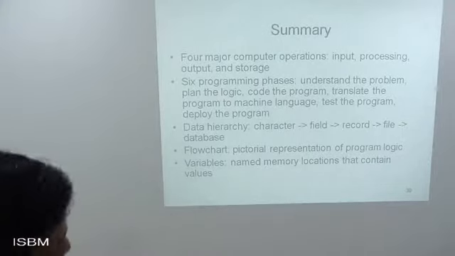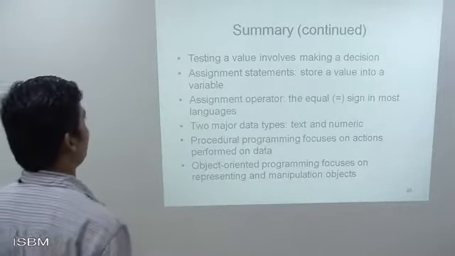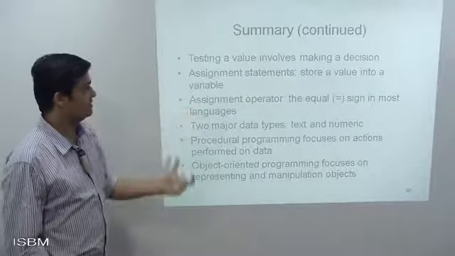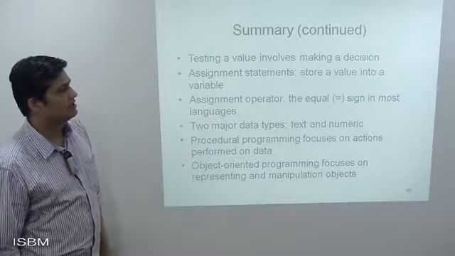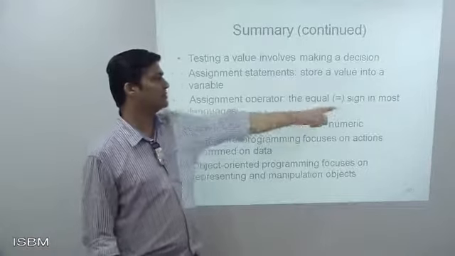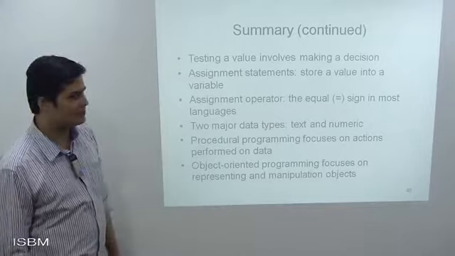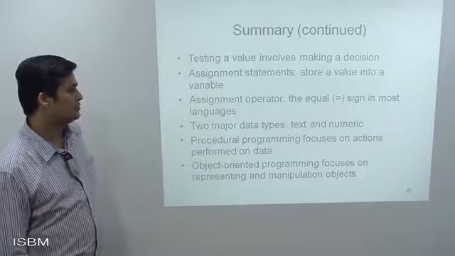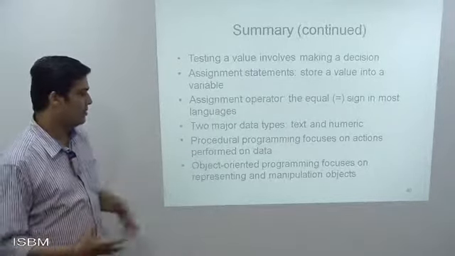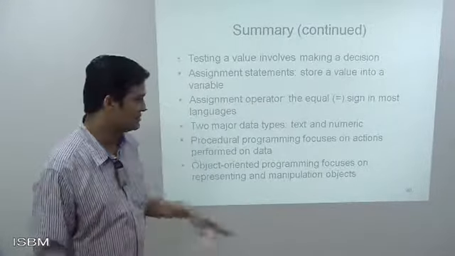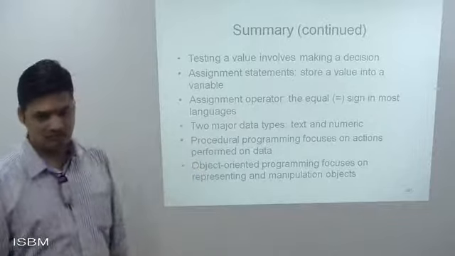It is almost about to finish. Then testing a value involves making a decision. An assignment statement stores a value in a variable, and we always use the equal sign in an assignment statement. There are two major data types: text and numeric. Procedural programming focuses on actions performed on the data, while object-oriented programming mainly focuses on objects, functions and modules, and their manipulation.